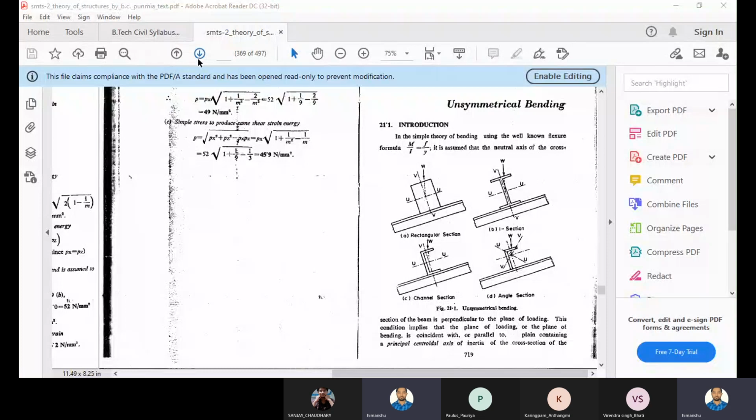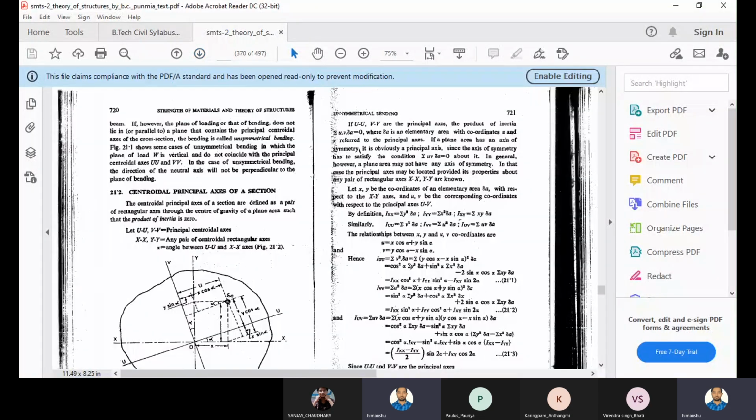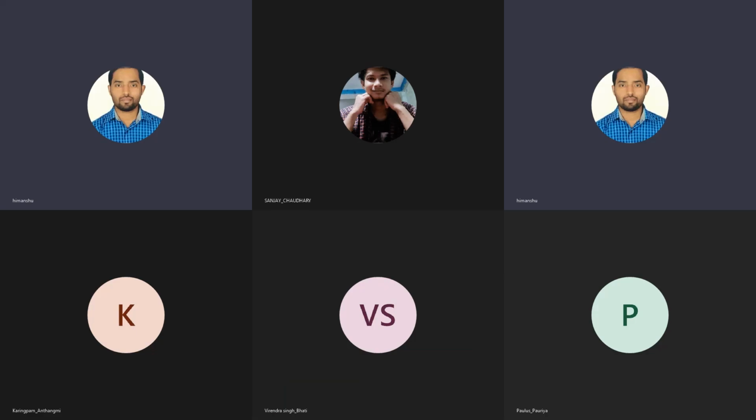But if this loading plane and that of the bending don't lie in the same plane, or you can say they are not coinciding with each other, and that contains the principal centroidal axis of the cross section, the bending is called unsymmetrical bending. I hope this is clear to you. Let me draw something.